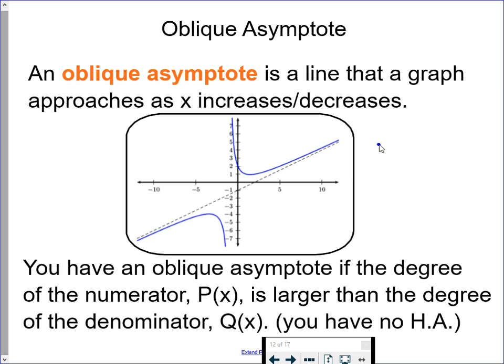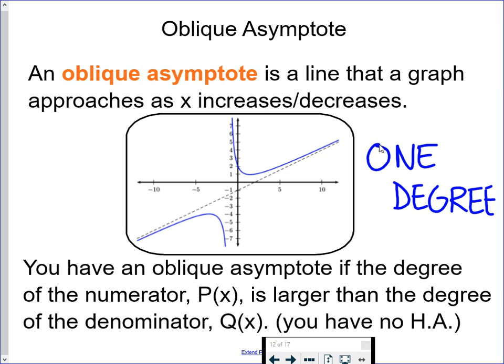They can only be 1 degree apart. So if you have x cubed over x squared, that's no horizontal asymptote, and they're 1 degree apart. So there's an oblique asymptote. Okay? If they are 1 degree apart, if you notice, it's a line. It's a slant line. So we need x to the first power in our final answer.